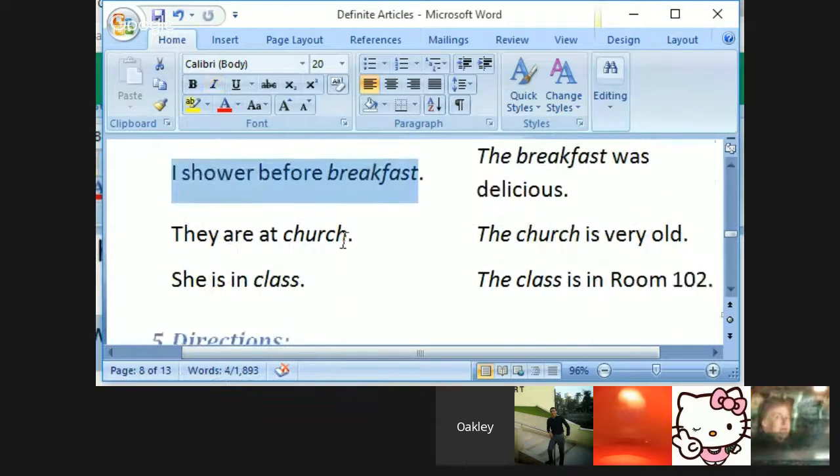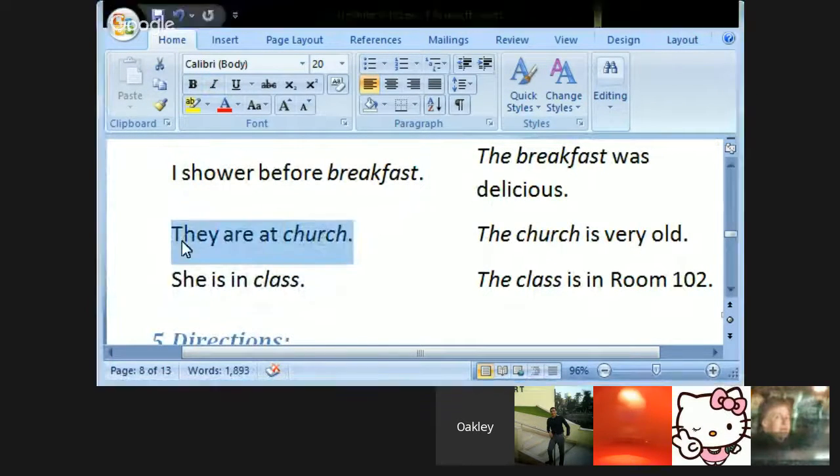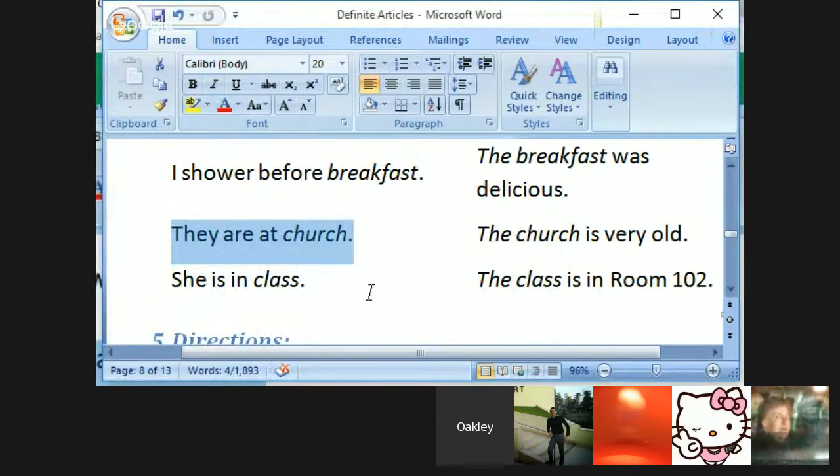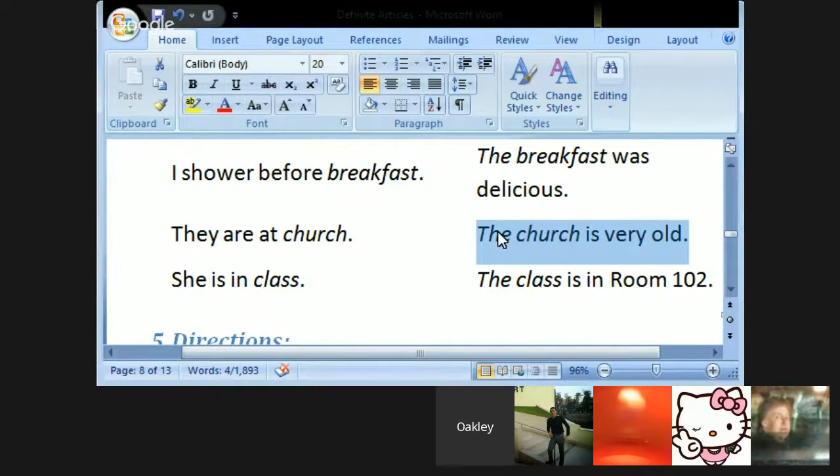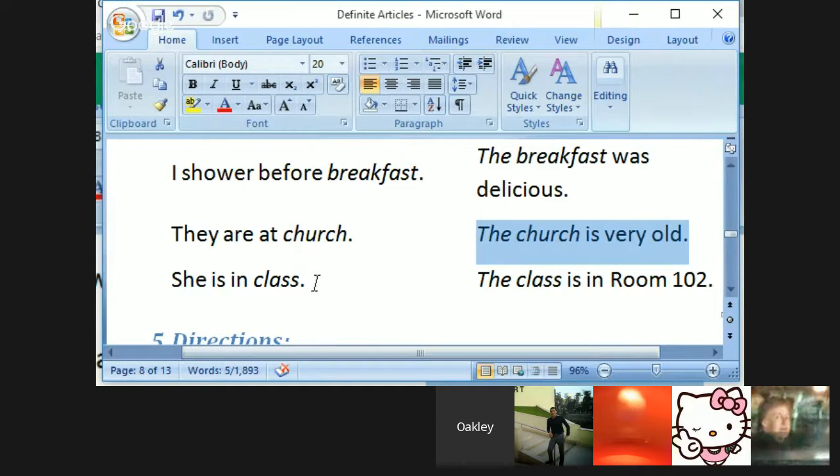Breakfast, same thing. She's in class, that's the same thing as school. Church. Well, you're concerned with the general idea of religious worship, not the actual physical structure. The church is very old. This can be confusing because with places, is it a concept or am I talking about the physical place? Generally speaking, school, class, church.